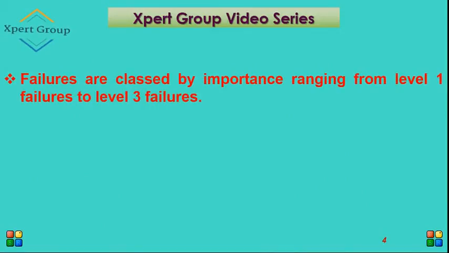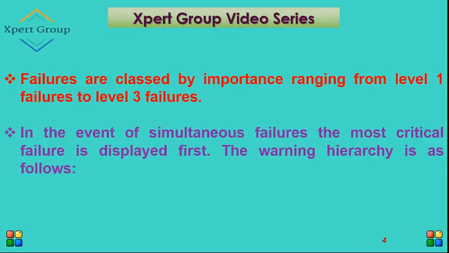Failures are classed by importance ranging from level 1 failures to level 3 failures. Yes, guys, the failures of an aircraft are classified in 3 levels. In the event of simultaneous failures, the most critical failure is displayed first. It means that the failure that is in a critical compartment has to be displayed first. When different failures come at a time, the critical compartment failure has to be displayed first. Yes, it is most important.